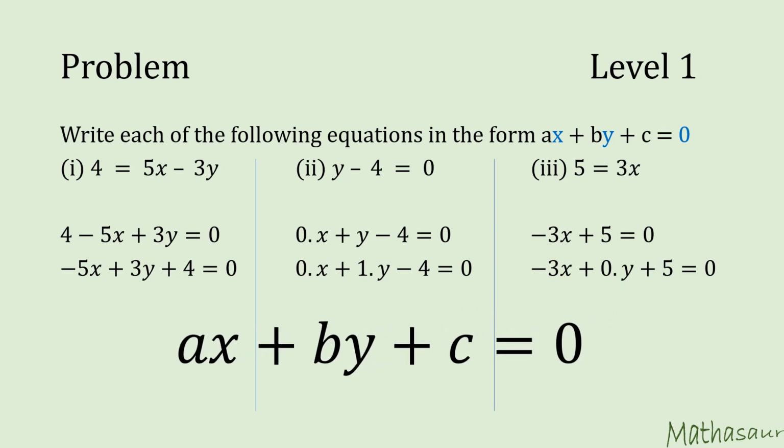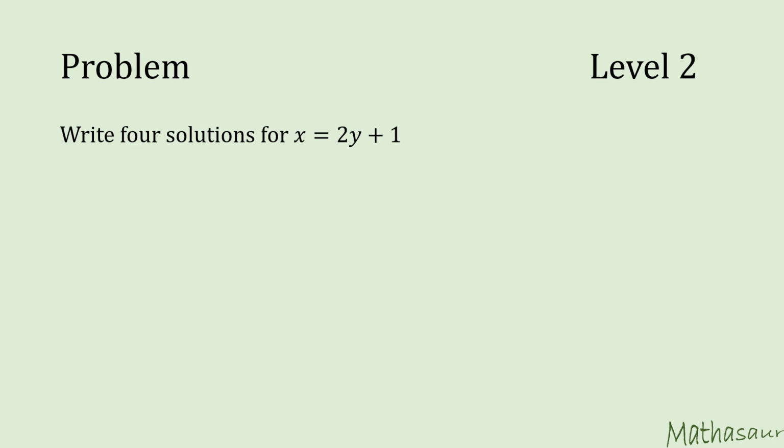What are these terms called, a, b and c? A and b are called the coefficients and c is called the constant term. So a is the coefficient of x variable, b is the coefficient of y variable and c is the constant term here. Let us look at another problem.